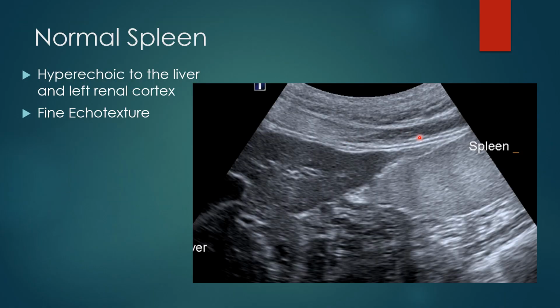Again, normal spleen is going to be brighter than the liver. So this is liver here on the left. This is spleen here on the right. The spleen is brighter. It's hyperechoic compared to the liver, and it's finer textured. It kind of looks more like sugar. So it's sort of grainy, but it's finely textured compared to this liver that is a little bit coarser because of these portal markings.